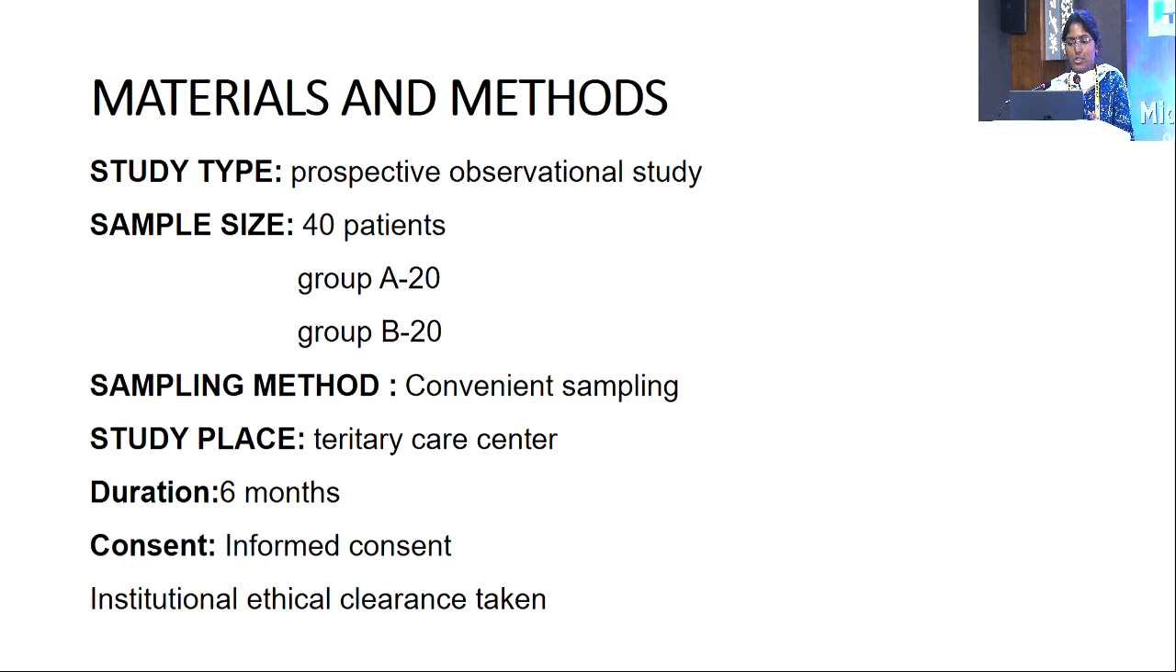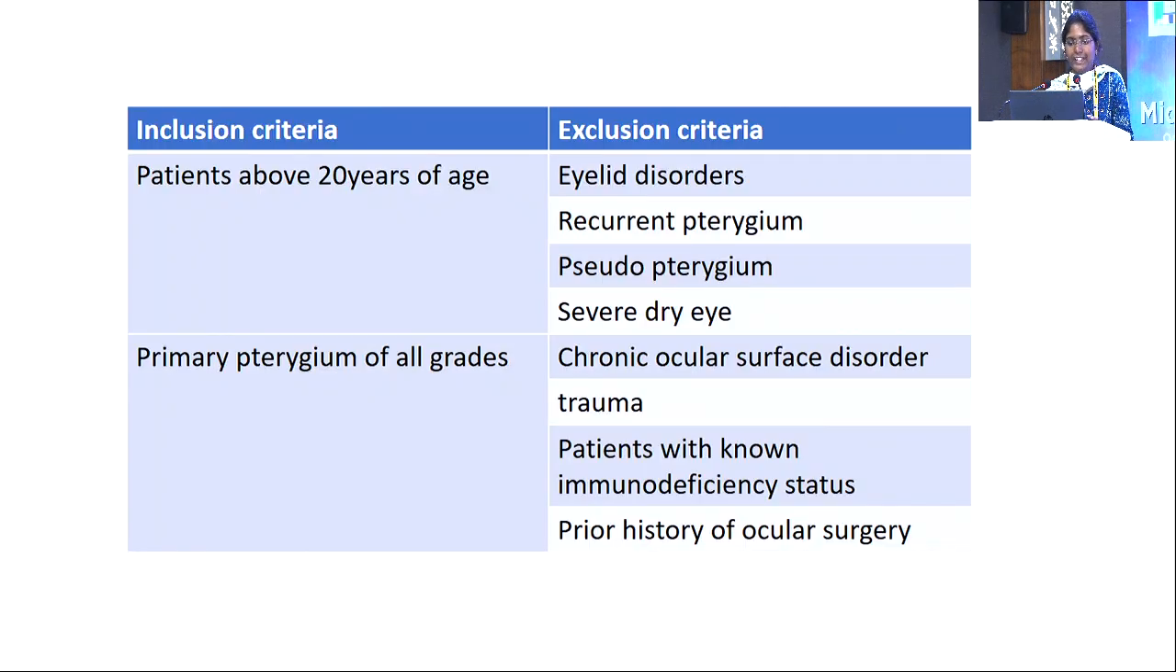My study is a prospective observational study of sample size 40 patients done in a tertiary care center for 6 months. Informed consent and institutional ethical clearance were taken. We included patients above 20 years of age with primary pterygium of all grades. We excluded eyelid disorders, recurrent pterygium, pseudo pterygium, severe dry eye, chronic ocular surface disorders, trauma, patients with known immunodeficiency status and prior history of ocular surgery.